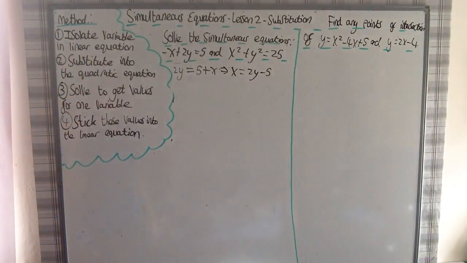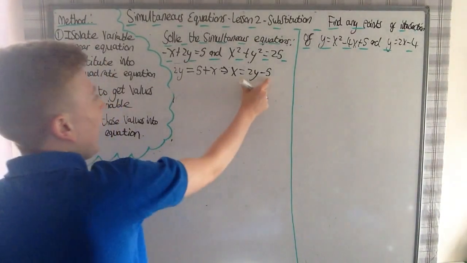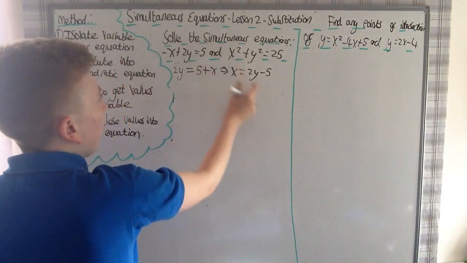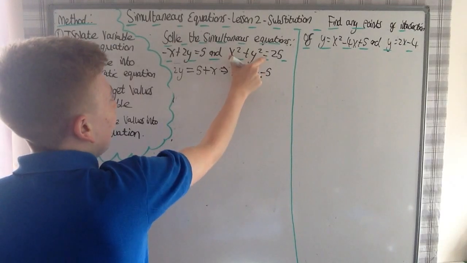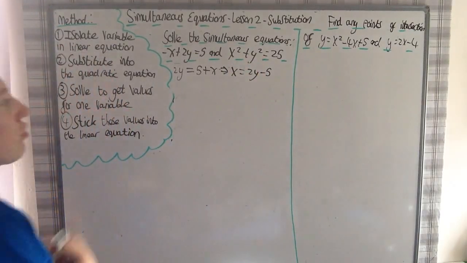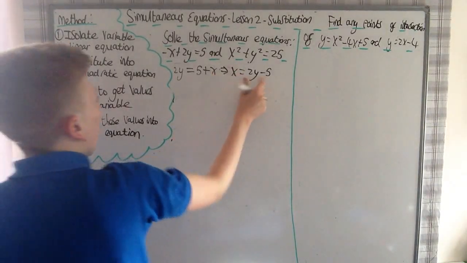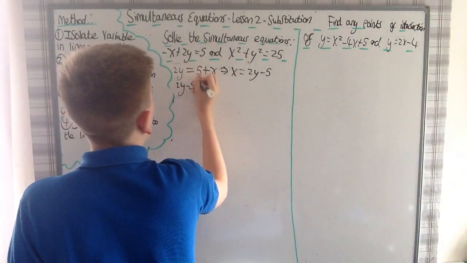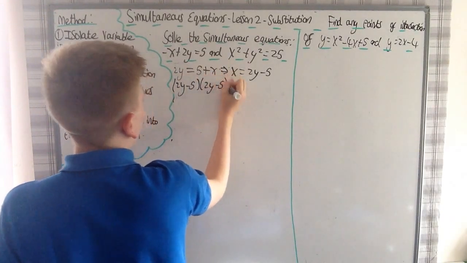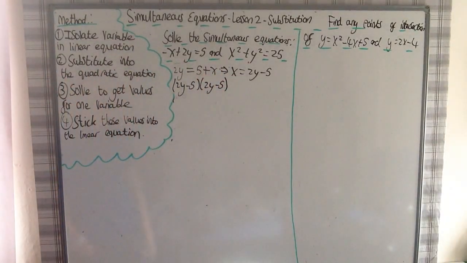So, what does this mean? Well, it means if x is this, then x squared is also this squared. So we can actually substitute this into the quadratic equation so that we can solve then for y. If x is 2y minus 5, then x squared is the same as 2y minus 5 squared, which you can write as 2y minus 5 times 2y minus 5.